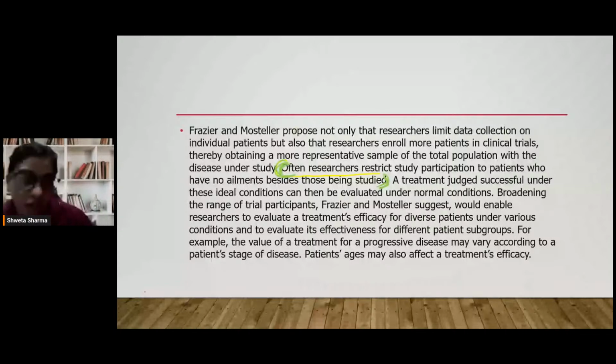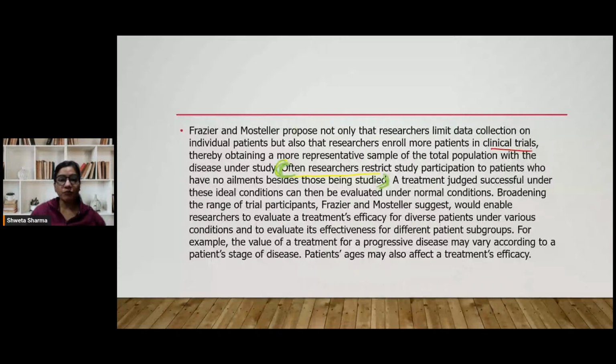So, Fraser and Mosler propose not only that researchers limit data collection on individual patients, but also that researchers enroll more patients in clinical trials. So, what is the agenda? To increase the number of research done. And if they want to increase the number of research done, naturally they would want to research more patients, right? Enroll more patients in clinical trials.